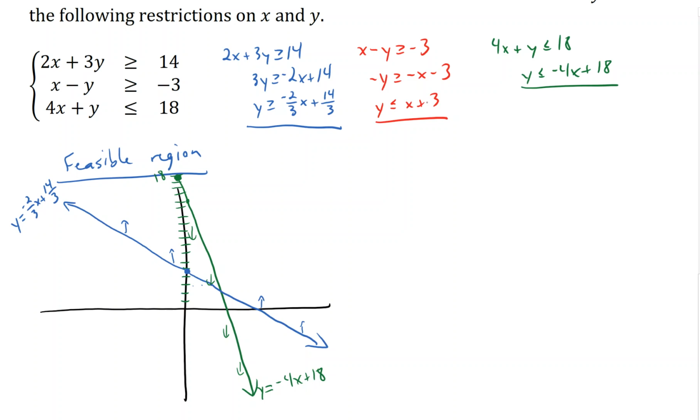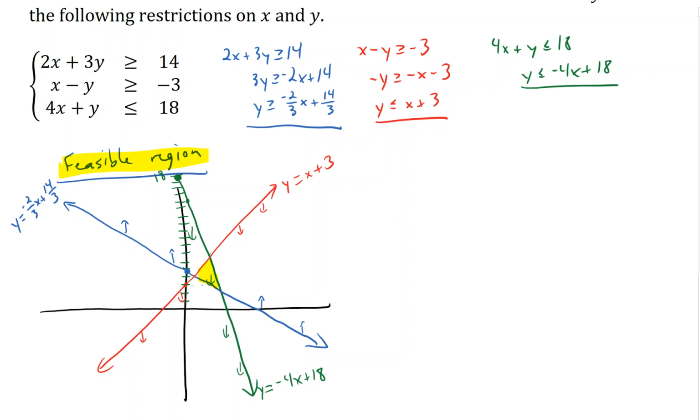Finally, my red line has a y-intercept of 3, which is here, and a slope of 1, so I'll rise 1 and run 1. And I get a line that looks something like this. Okay? And since it's less than or equal to, I need to shade below. So when I consider the overlap of all three of those, above the blue, below the green, and below the red, my feasible region is what I have highlighted there in yellow.